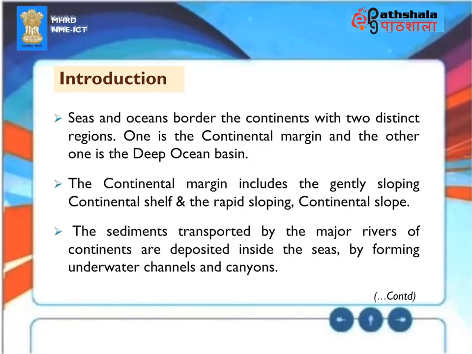Seas and oceans border the continents with two distinct regions. One is the continental margin, and the other one is the deep ocean basin. The continental margin includes the gently sloping continental shelf and the rapid sloping continental slope.